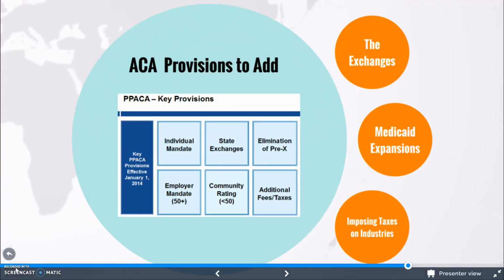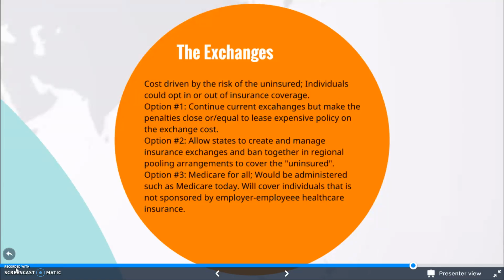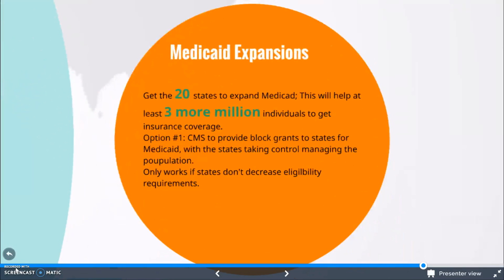So, ACA provisions to add. Here are some options that the exchanges can add. They can continue current exchanges, but make the penalties close or equal to the less expensive policy on the exchange cost. Option two allows states to create and manage insurance exchanges and band together in regional pooling arrangements to cover the uninsured. Option three is Medicare for all, which will be administered as Medicare is today, and will cover individuals not sponsored by employer health care insurance.